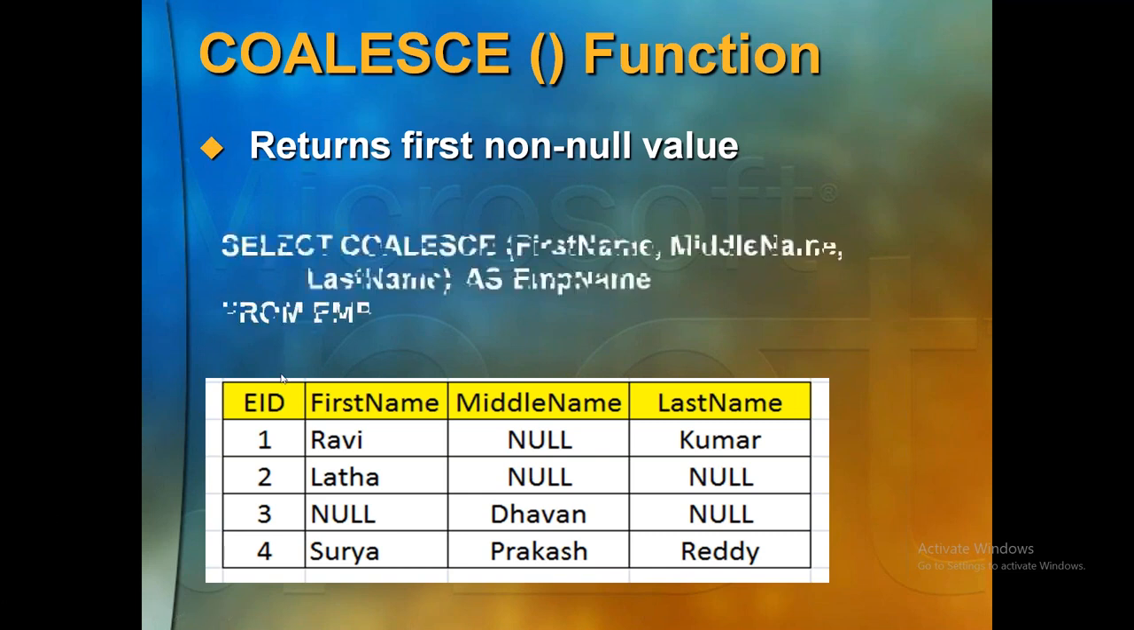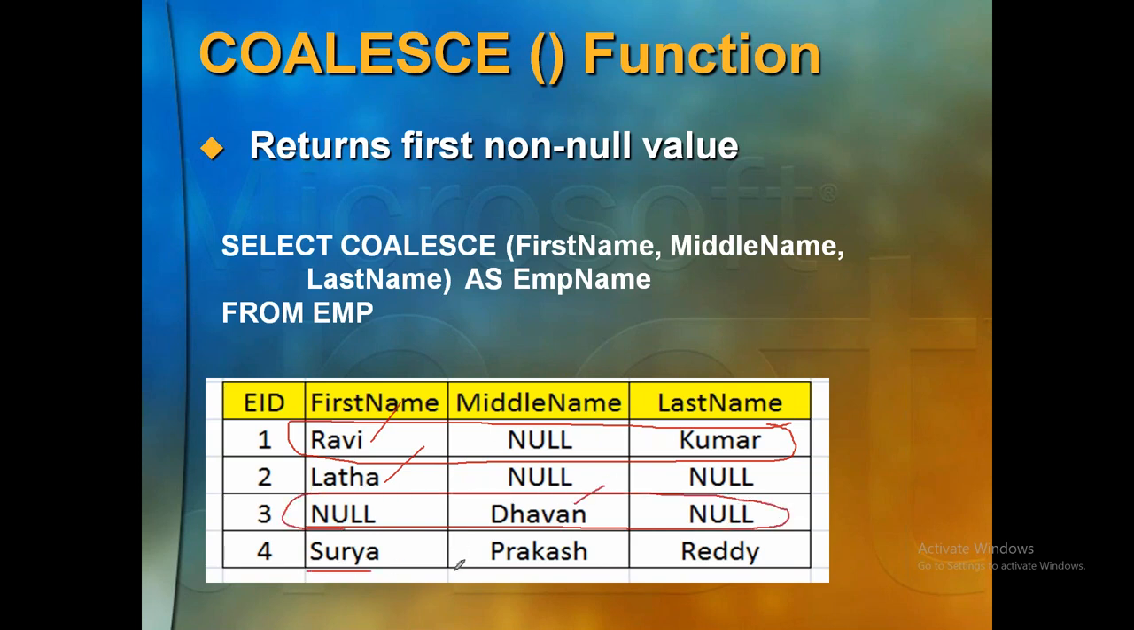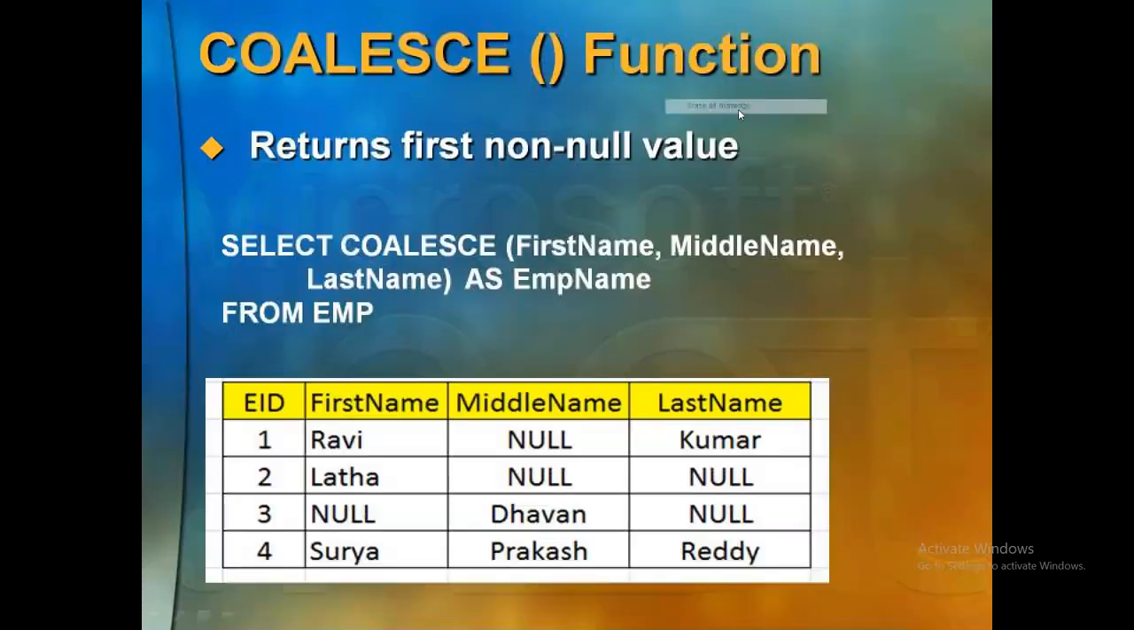For example, I'll say select Coalesce first name, middle name, last name. I wanted to get, so what is the first non-null value? When I supply these three values, the first non-null value is Ravi in this and Lata in this. In this, what is the first non-null value? That is Dhawan. And in this, the first non-null value is Surya. Clear? So Ravi, Lata, Dhawan, Surya. So this is the data you should be able to get. So Coalesce function is a very, very important function.